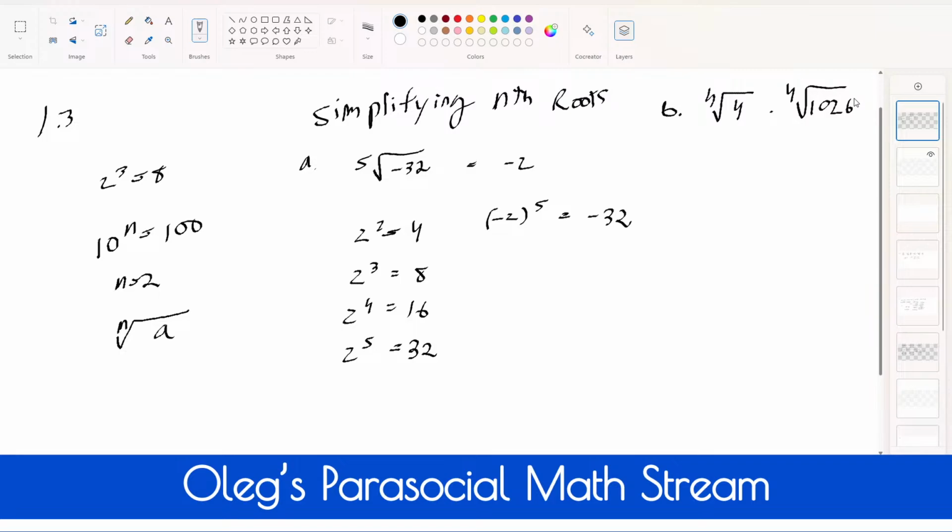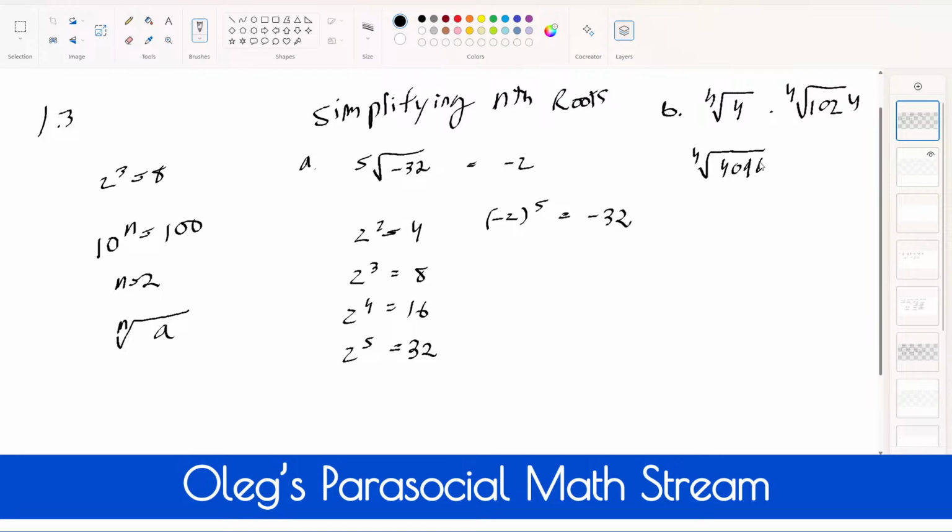So what we're going to do is combine the two. This is what they want us to do. Hang on a minute, 1024, not 1026. It would help if I wrote it correctly. So we can combine the two, and that's going to be the fourth root of 4096.